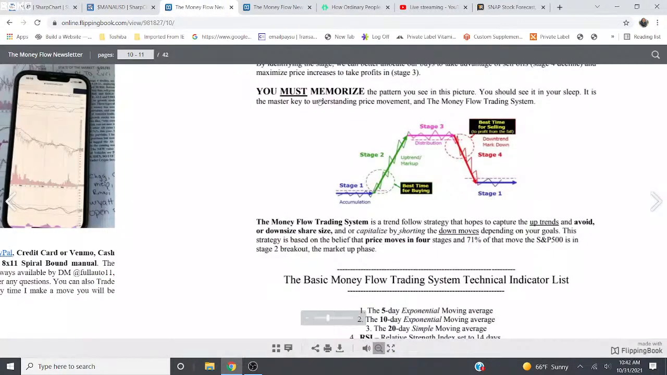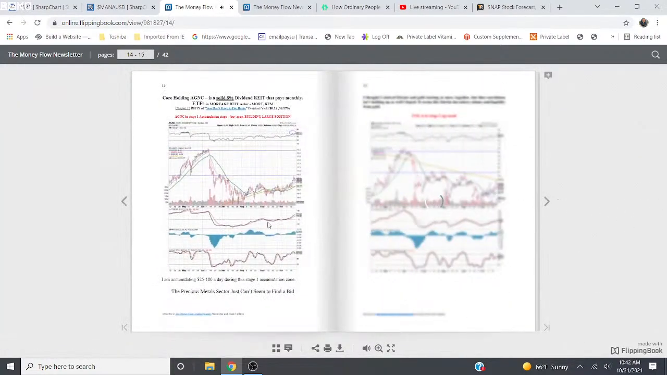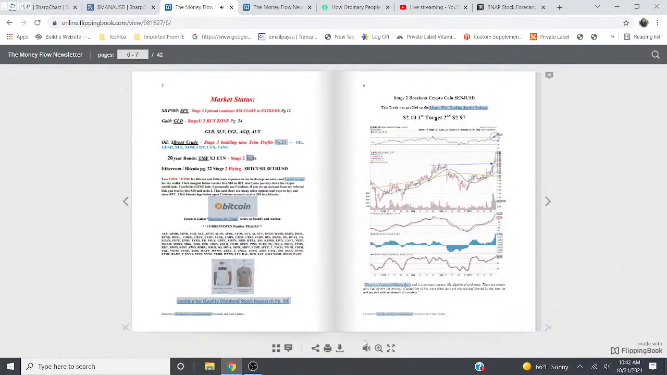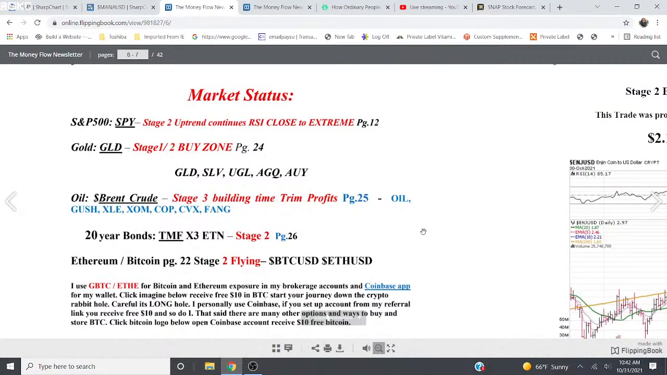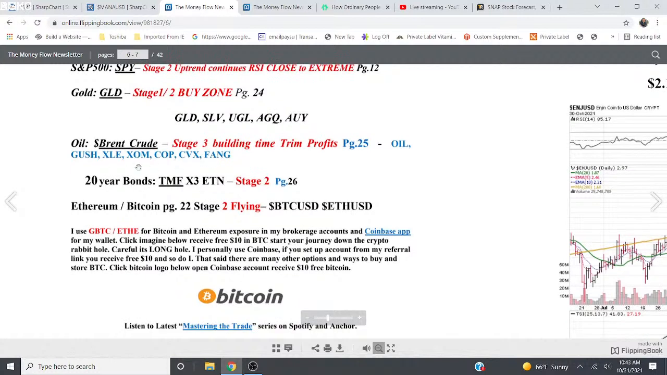So if you come to my newsletter, and the newsletter isn't just for me, man. I'm trying to give you an example. Hold on. Watch this. So if you come here, market status, this is what you should be looking at every day. Every day I'm looking, where's the S&P 500? It's pretty close to an extreme RSI. When that RSI goes extreme, you know what that tells me? Price is probably going to stop going up. That doesn't mean stocks are going down, but it does tell me the big cap stocks are going to stop going up. Where's gold? Where's oil? Where are bonds, right? And where is Bitcoin?